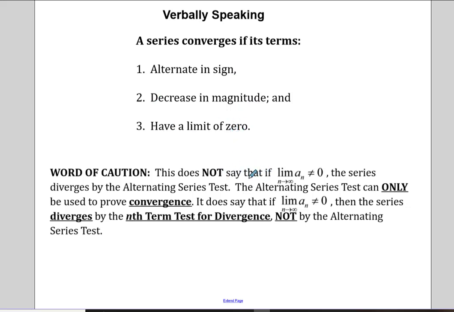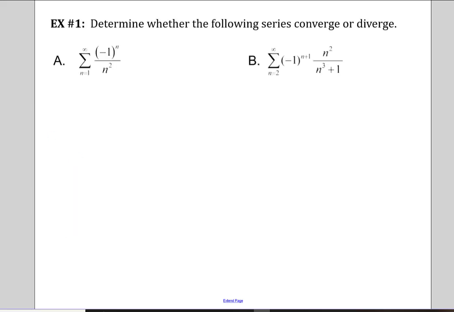This doesn't say that if the limit isn't 0, the series diverges. The alternating series test can only be used to prove convergence. It does say that if the limit isn't 0, then the series diverges by the divergence test, not by the alternating series test. And we saw the divergence test in the first 2 lessons, I believe. So let's look at a few examples.